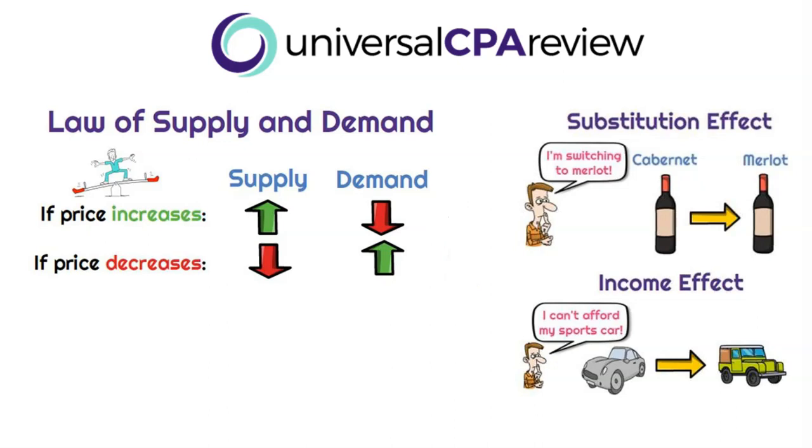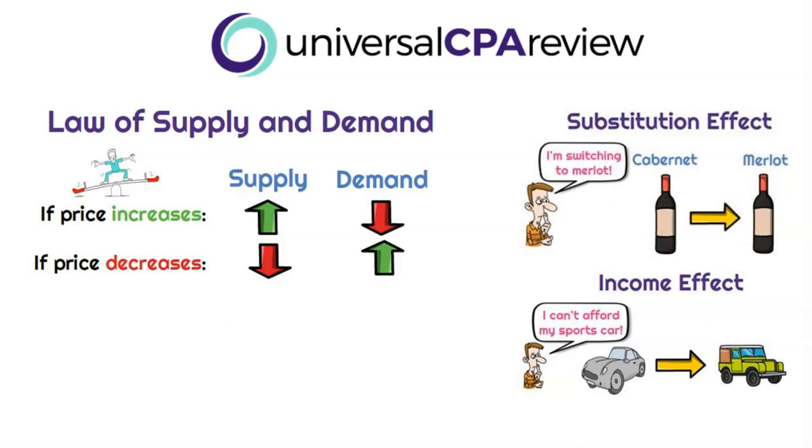The substitution effect and the income effect just mean the same thing. If the price of one good goes up, I might switch to another good, right? Like switching from Cabernet to Merlot, since Merlot is a little bit cheaper. Same thing with the income effect. If my income stays the same, but that sports car gets more expensive, I'm going to have to shift to something that's less expensive, right?